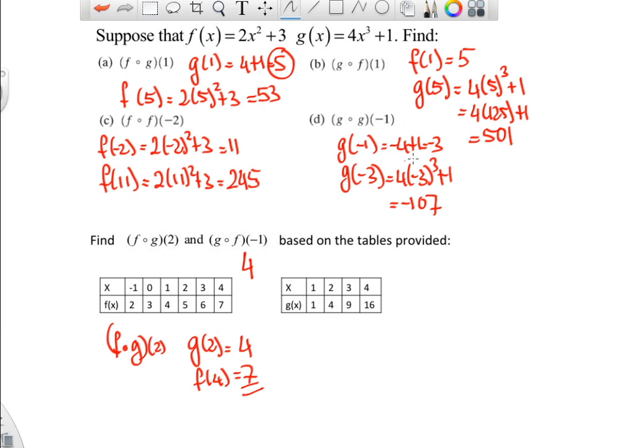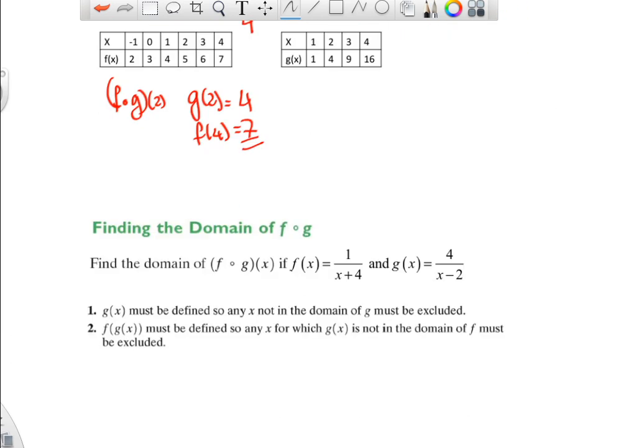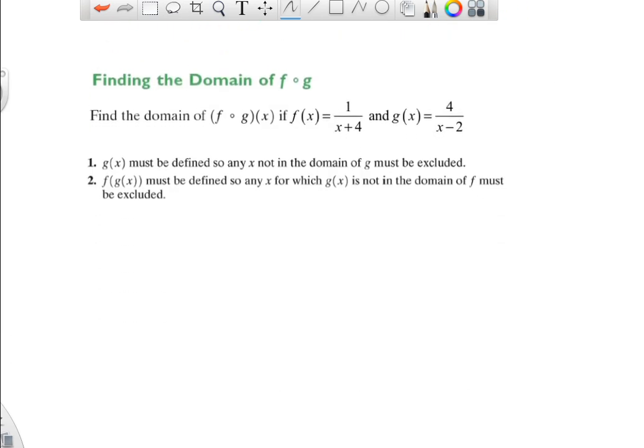Okay, what about finding the domain? So find the domain given f of x and g of x.